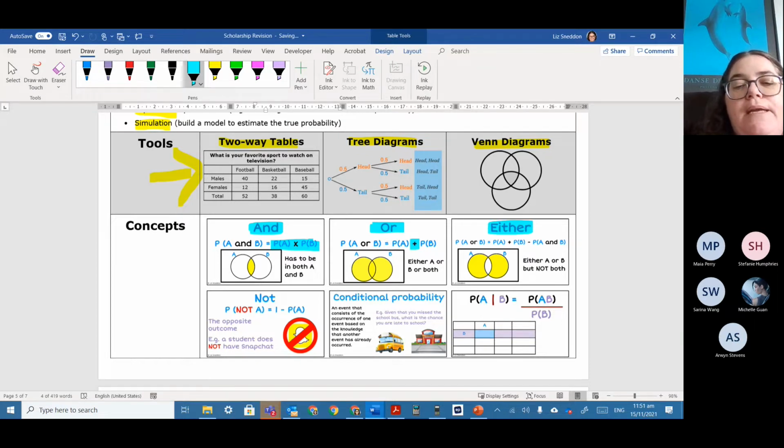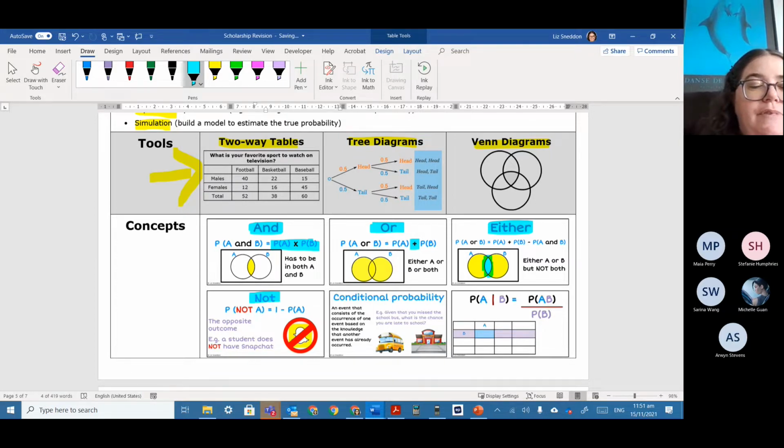Either means I don't have the bit where I can be both. So if either I go to school or I wear a hat, I couldn't do both of them at the same time. So either can't have both. And that's why you can see in the diagram there, I don't have this little bit in the middle shaded in, because I can't have that overlap.